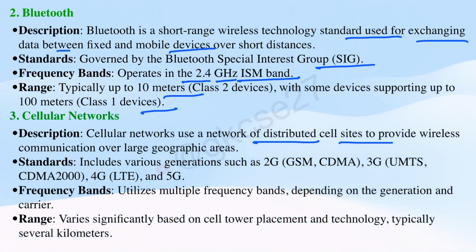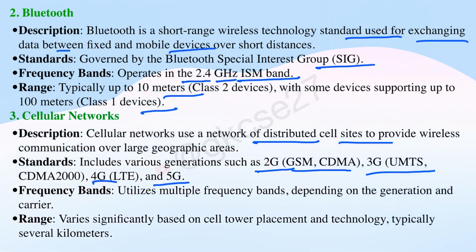Previously 2G was the oldest, GSM and CDMA. Then came 3G, UMTS and CDMA2000, and then 4G. Now we are using 5G. Frequency bands: it utilizes multiple frequency bands depending on the generation and carrier. So 2G, 3G, 4G and 5G all have different frequencies. Range varies significantly based on cell tower placement and technology, typically several kilometers. So by cellular networks you can call over very large distances.